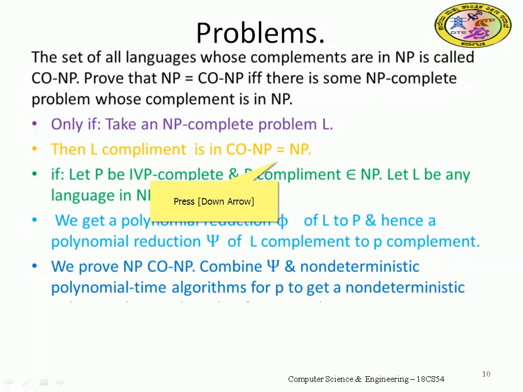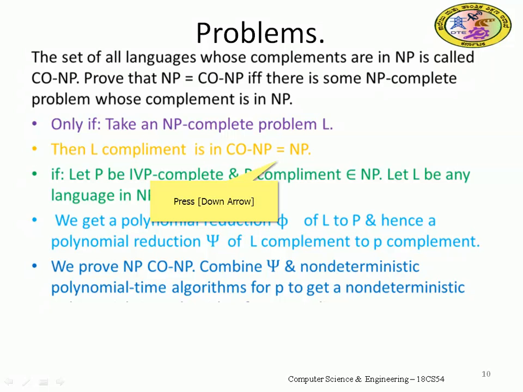Problems: the set of all languages whose complements are in NP is called co-NP. Prove that NP is equal to co-NP if and only if there is some NP-complete problem whose complement is in NP. So if we take an NP-complete problem L and its complement is in NP, then co-NP is equal to NP.